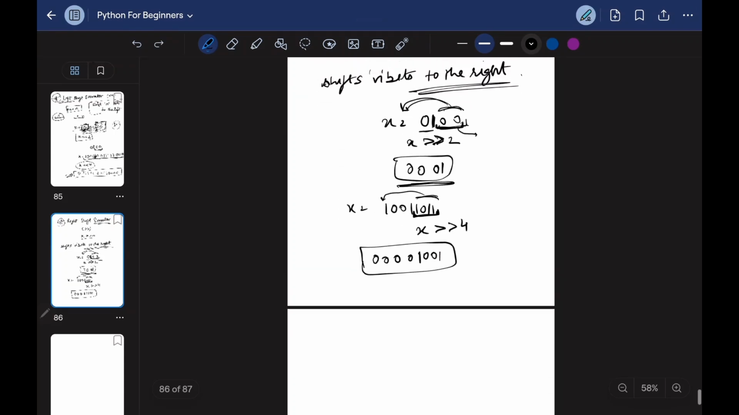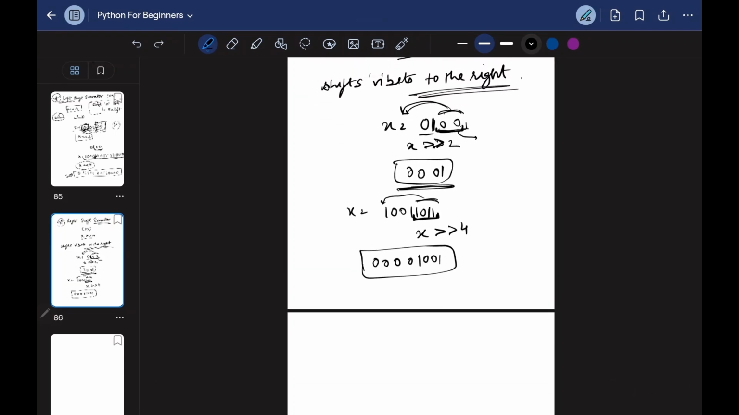Okay, so now let's test this in our compiler. Okay, so I believe this is a little bit confusing.